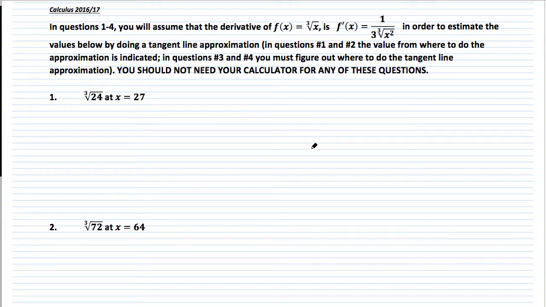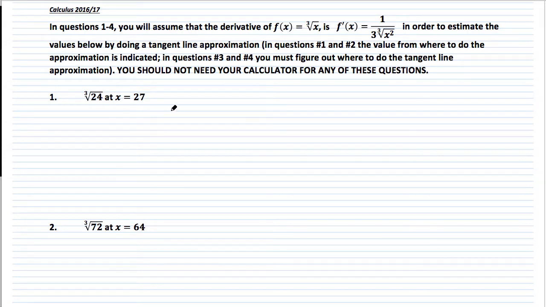For the questions from the handout, we'll be doing tangent line approximations again. However, this time our function and the function for the derivative have changed. So instead of a square root, we now have a cube root. So we are going to be estimating the cube root of 24 based off of the tangent line approximation at x equals 27. So based off of the cube root of 27.